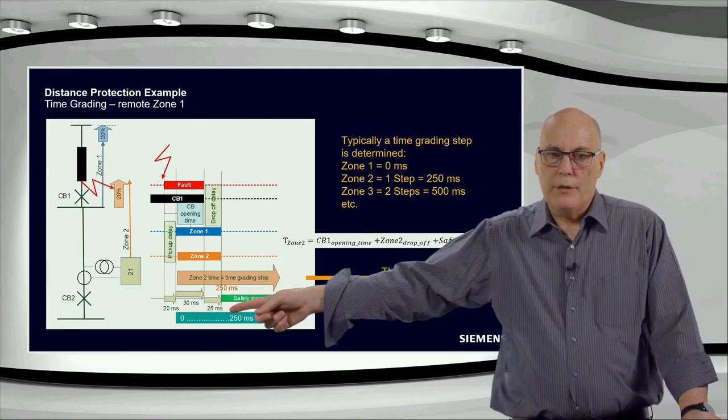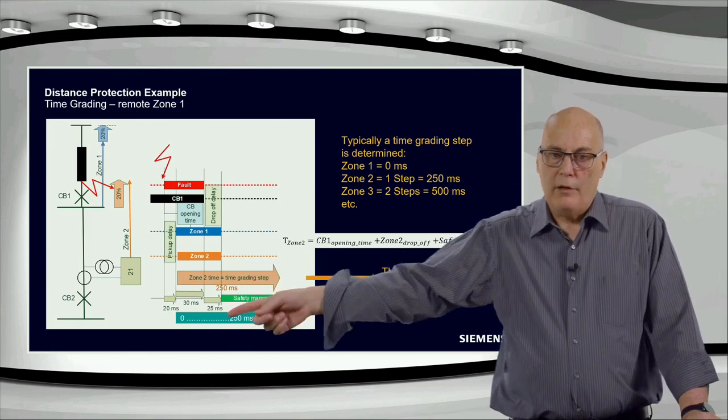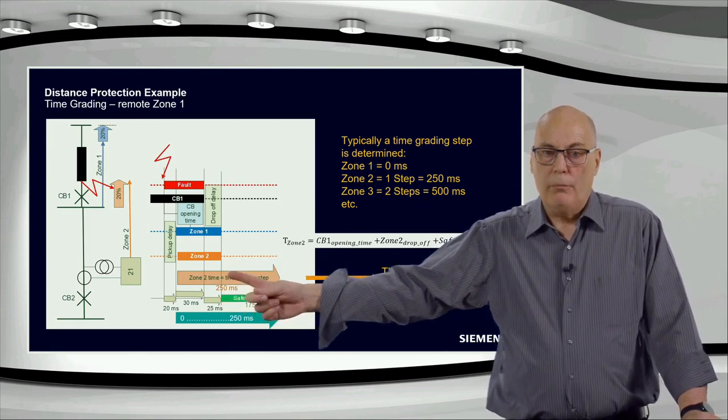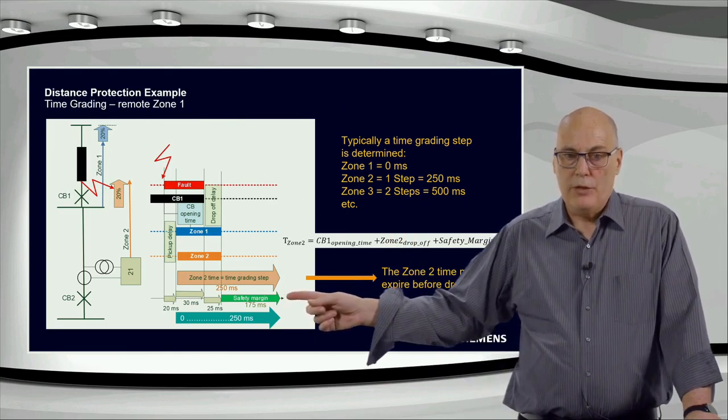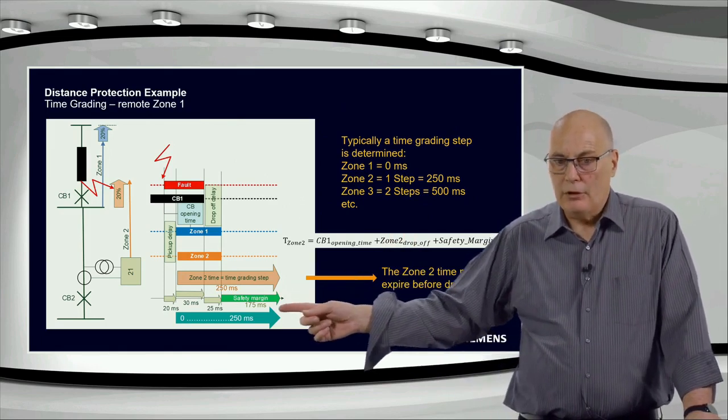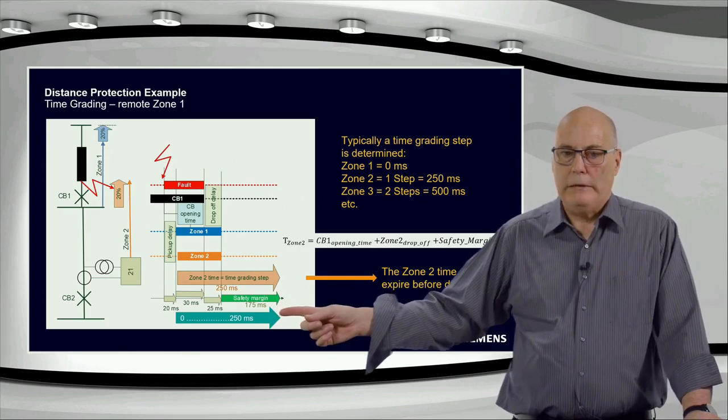So at that point, you can see here, we are safe. Our zone 2 has dropped off and we will not trip. The bottom relay will not have a non-selective trip. Coming on to that is a huge safety margin. So you can see here the safety margin in this case is about 175 milliseconds.